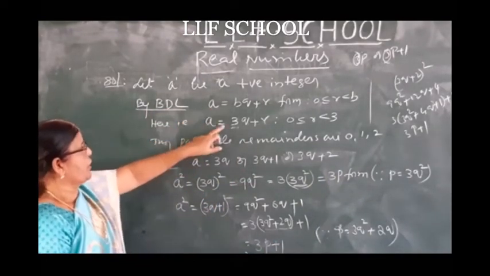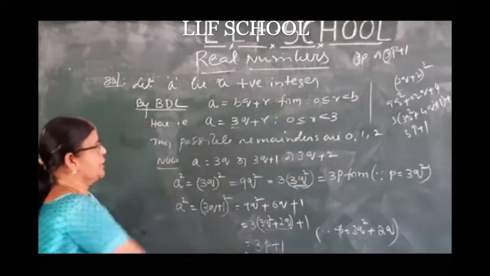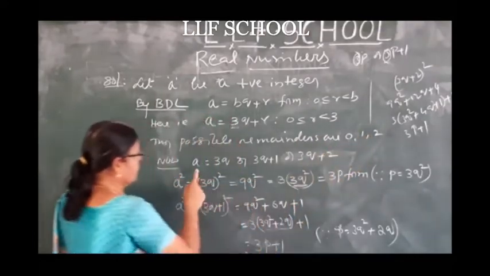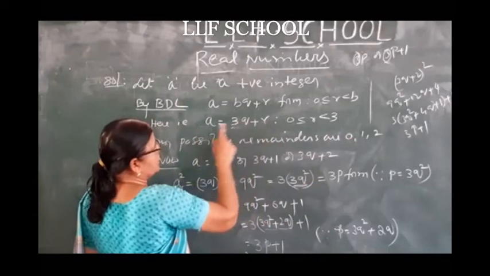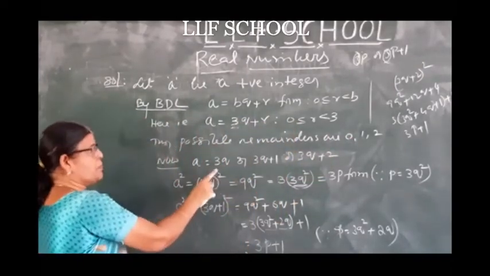Applying Euclid's Division Lemma, a is equal to 3q plus r, where 0 is less than or equal to r, which is less than 3. That means the possible remainders are 0, 1, 2. So a is equal to 3q, or 3q plus 1, or 3q plus 2. So this is any positive integer.